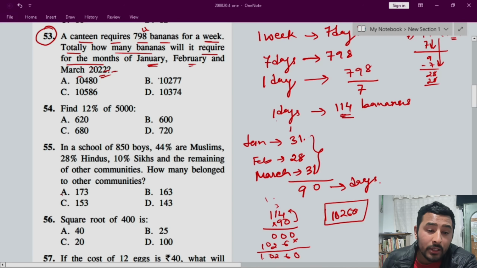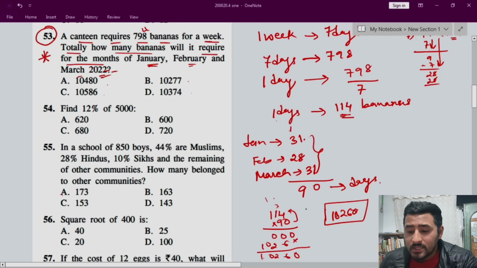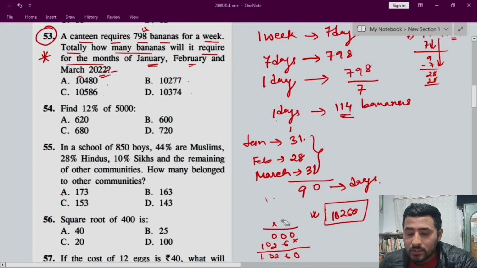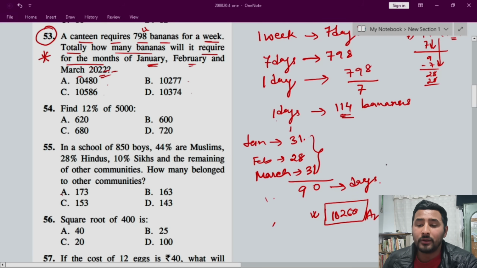Let's see the options. In this question, the options are 10480, 10277, 10586, 10374. So what we have got is 10260. The options are totally different. I think there is some mistake in this question. So the answer for this question will be this one, 10260. So if you are not understanding, just repeat. You might get this type of question again in UBSI or UB group, or again AB group. Okay, so let's move to the next question. Remember, this will be the answer. If you are not understanding, you can even take a screenshot and then practice it later.